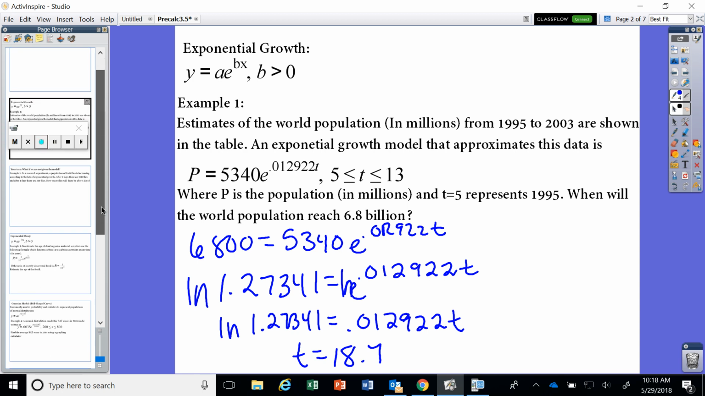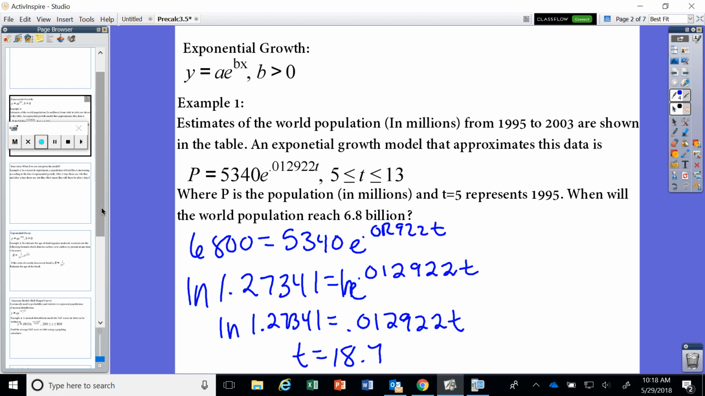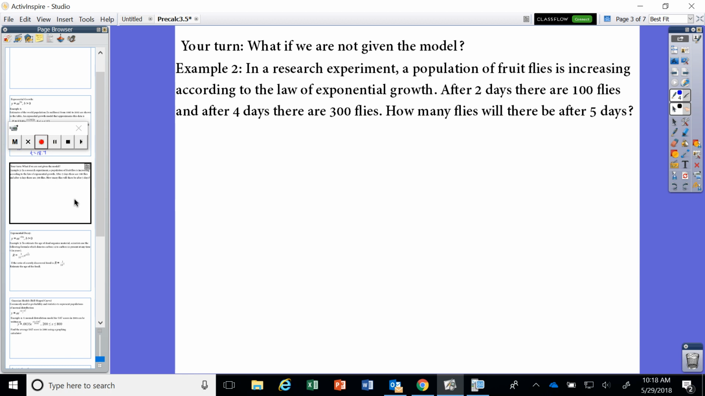All right, guys, let's continue to push forward a little bit. I want you to go ahead and give this one a shot on your own. The concept that we're looking at here is what if the model is not given to us? What if they don't give us a model to use? So I challenge you, pause the video, give this one a shot on your own, and see what happens when you're given an example in which a model is not given to you. It's your job to find out what the model is. Pause the video now. Give it a shot.